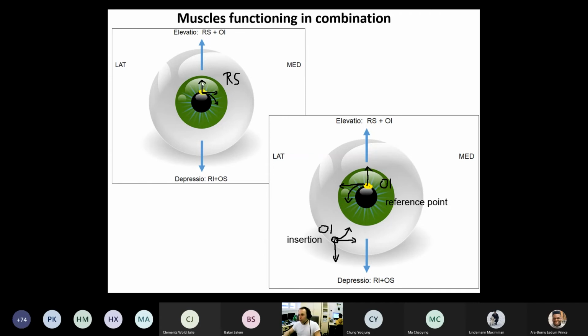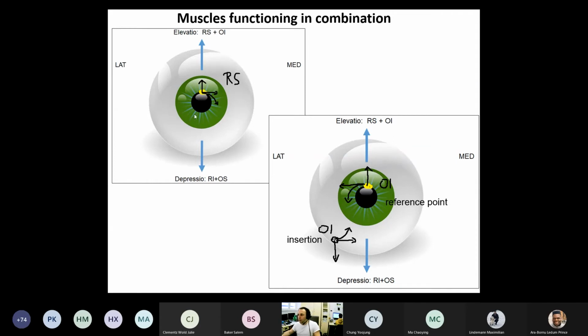So the rectus superior moves this point that way, so this point is also moved that way. It's doing elevation. This point moves this way because the muscle comes from that way, so this direction. So it is doing adduction and medial rotation.